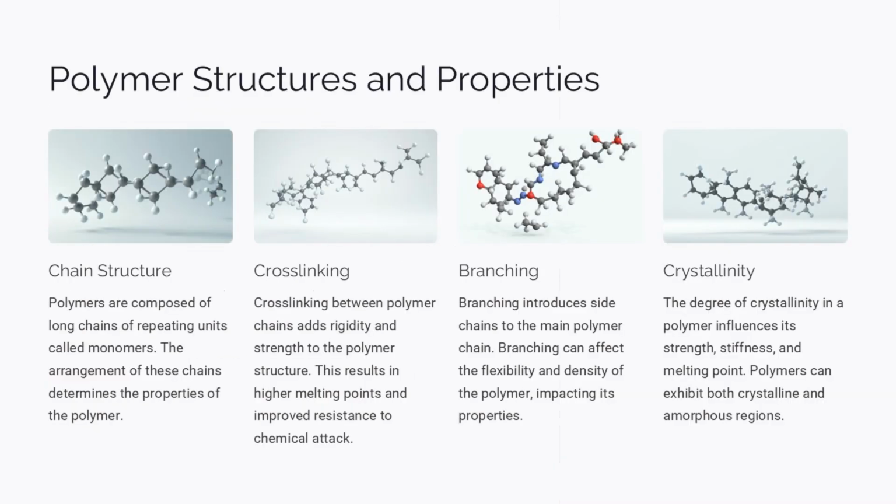Polymers are made up of long chains of repeating units called monomers. The arrangement of these chains determines the properties of the polymer. Cross-linking between polymer chains adds rigidity and strength, increasing melting point and chemical resistance. Branching introduces side chains, affecting flexibility and density. Polymers can have both crystalline and amorphous regions, which impact strength, stiffness, and melting point.